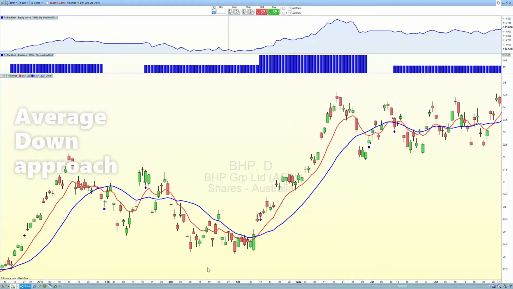In this example, we'll be demonstrating the average down approach. So again, we enter our first lot of shares when we initially open the trade. We buy $2,000 where the EMA 9 breaks above the moving average 20, which it does there. In this case, the share price drops off again. We don't panic. And we enter our second lot of shares when the EMA 9 breaks above the moving average 20.